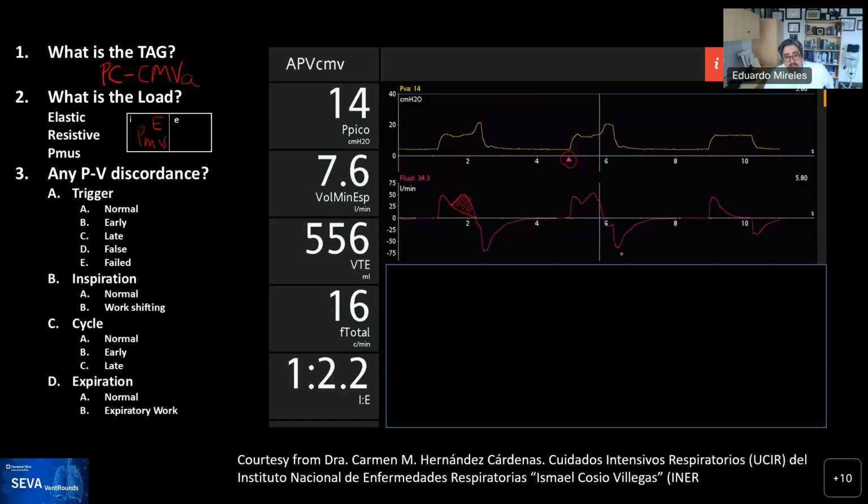And then I can also look during the expiration. During expiration, it also looks like there is an exponential decay very nicely, and it also seems to be within a second. So I would say that the load is a presence of Pmus during inspiration, but underlying there is an elastic load.